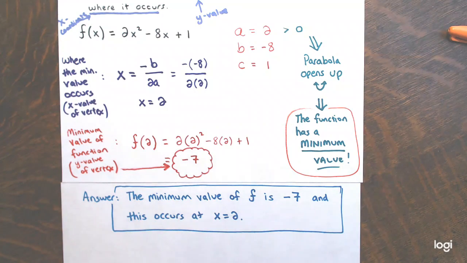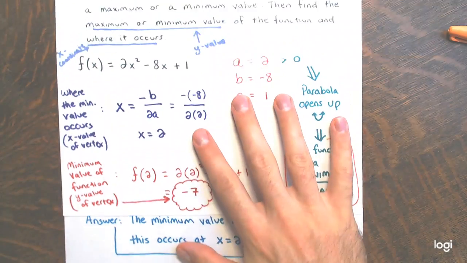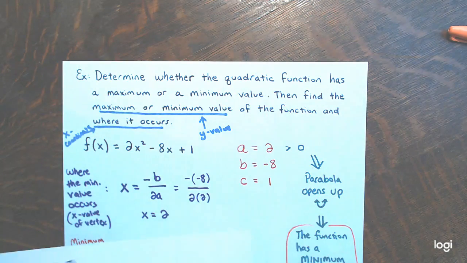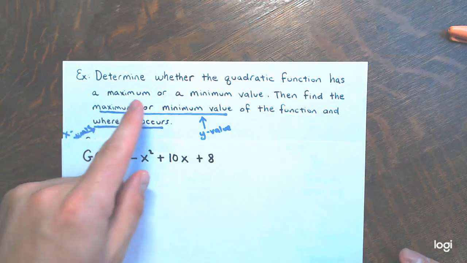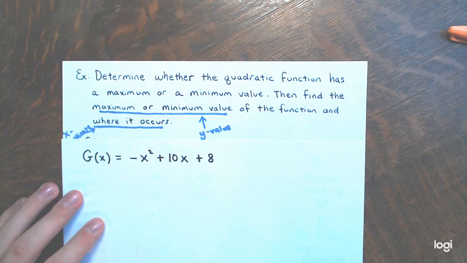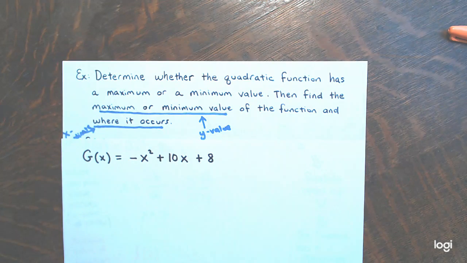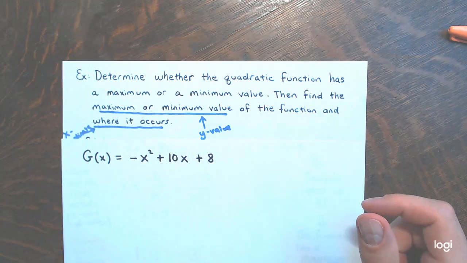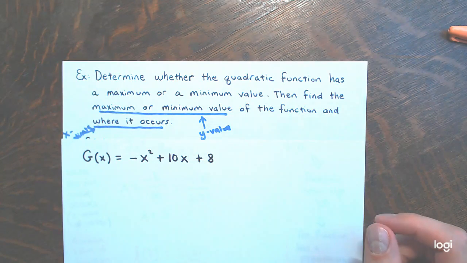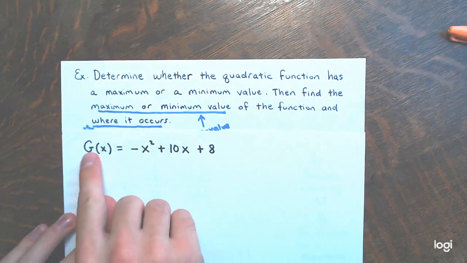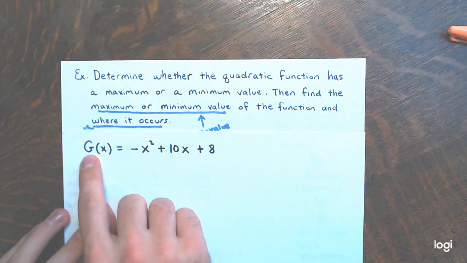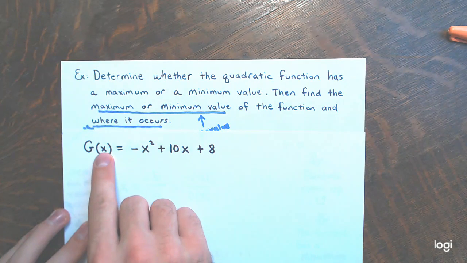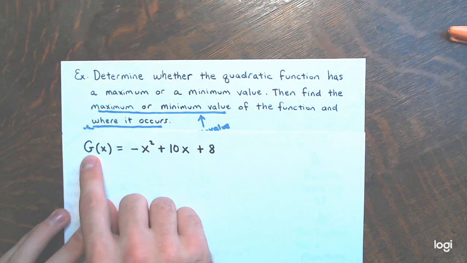So I've got another example here where I'm asked to do the same instructions. Determine whether the quadratic function has a maximum or minimum value, and then find the maximum or minimum value of the function and where it occurs. This one's a function called g. So output g, input x. Still the same input variable, but the output's called g this time instead of f. Not a big deal.